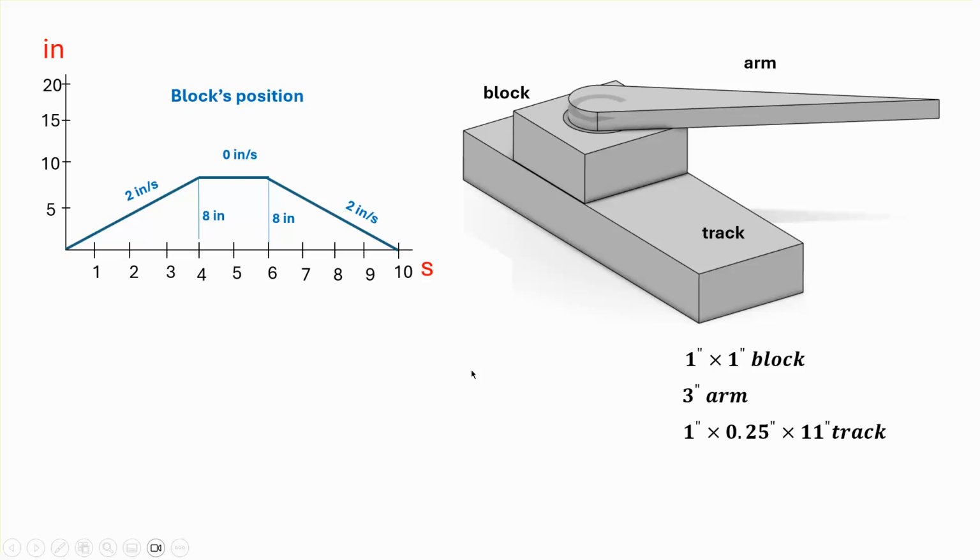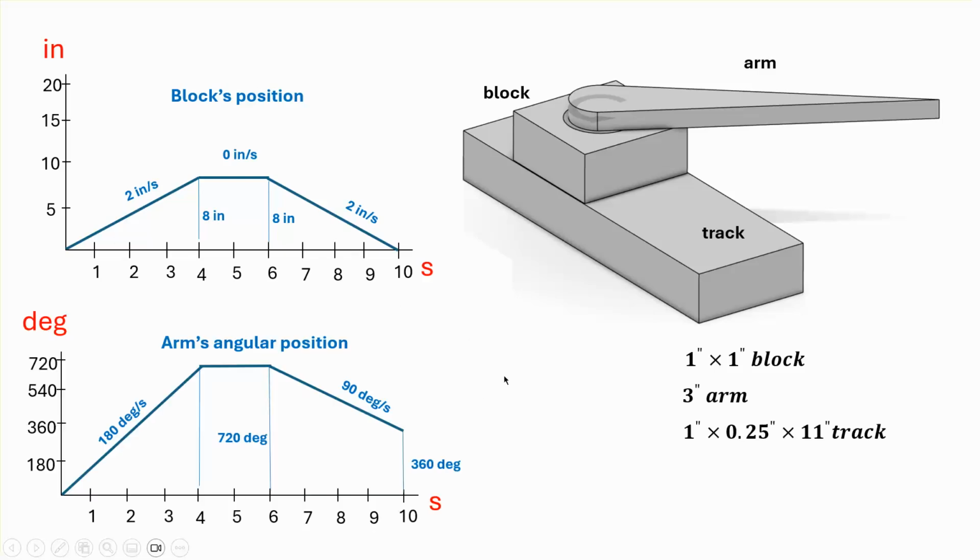The physics of the problem goes like this. The location of the block as a function of time is given by this graph, okay? So inch per second as a function of time, this is what happens. And the angular position of the arm or the propeller as a function of time is given by the graph below it.